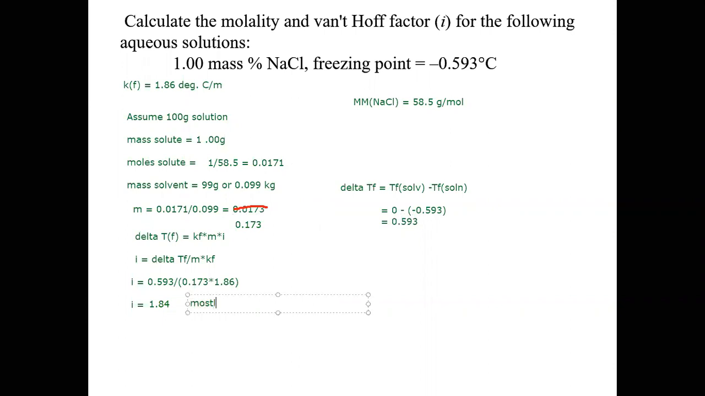This means it's mostly ions with very few formula units. And the way we know this is because sodium chloride dissociates into two particles. So an i of 1 means it's going to be NaCl. An i of 2 means it's going to be all ions. So an i of 1.84 means it's mostly ions with very few formula units.